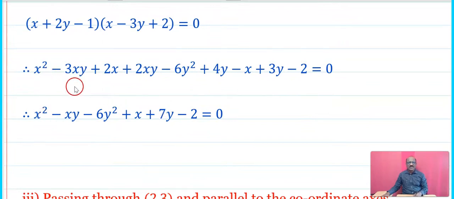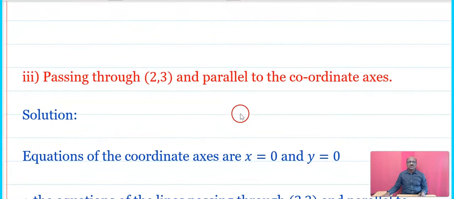Therefore, x square minus 3xy plus 2xy, you will get minus xy. Next is minus 6y square. Plus 2x minus x, you will get x. Next, 3y plus 4y, 7y. And what about the constant? Constant is minus 2, equals 0.